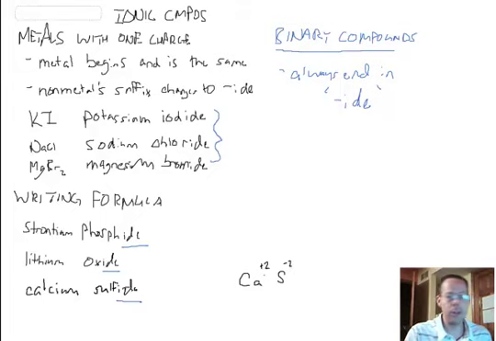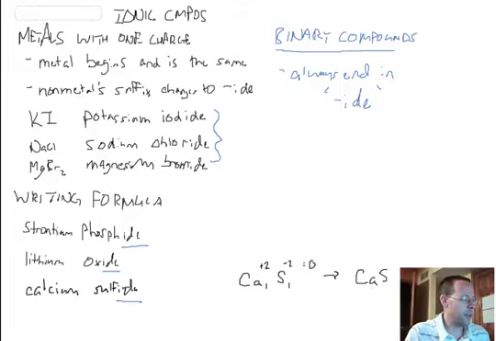So if we have one calcium, it's a +2, and sulfur is a -2. If we add these charges together, we get 0, which is what we want. We want a neutral compound. So simply that means we need one calcium and one sulfur. So the way that's written is just CaS, and that's how you write calcium sulfide.